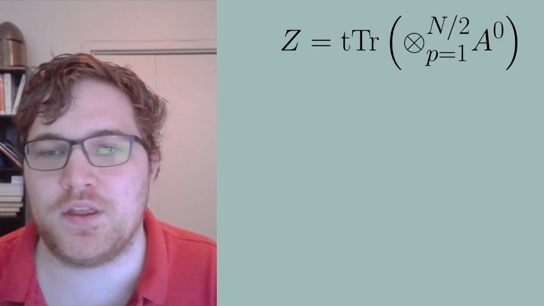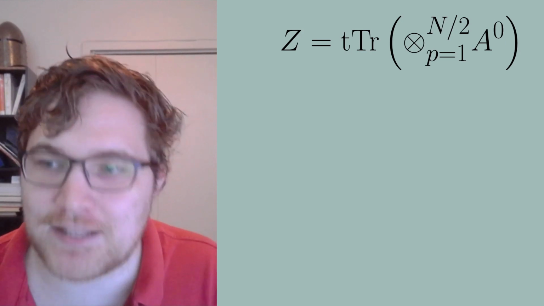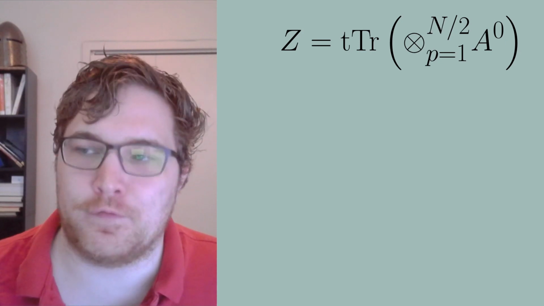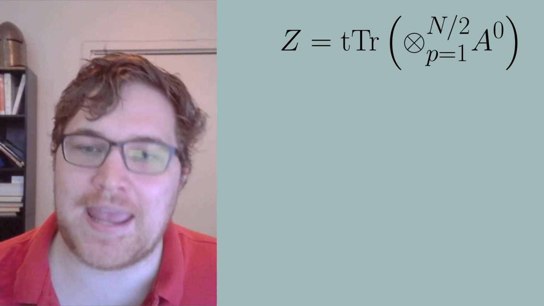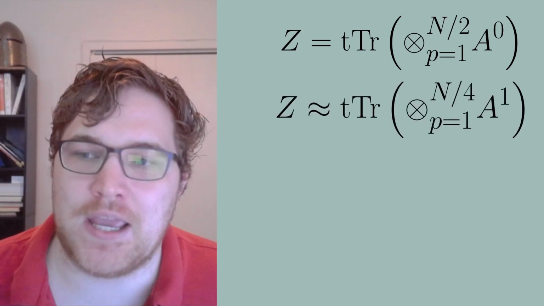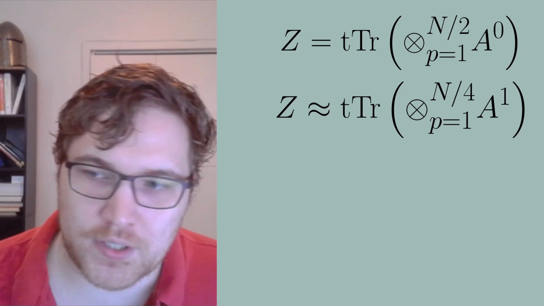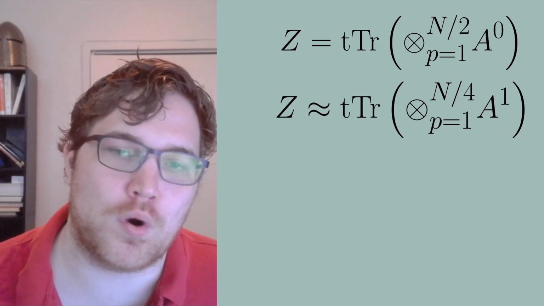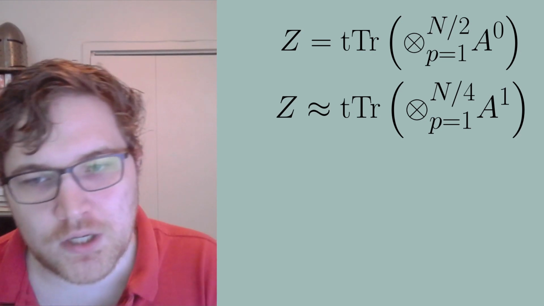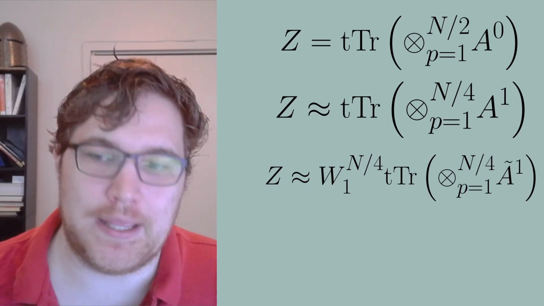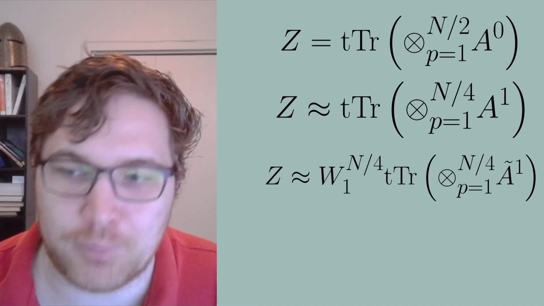So what does this look like in practice? Well, we started with the partition function being exactly written in terms of a tensor trace, with A0 being our first tensor. There was n over 2 of these tensors, and when we applied our approximation scheme and got A1, remember that this was in fact an approximation. We ended up with n over 4 tensors. So then we normalized A1 and pulled out W1, which we get n over 4 terms out of that product.